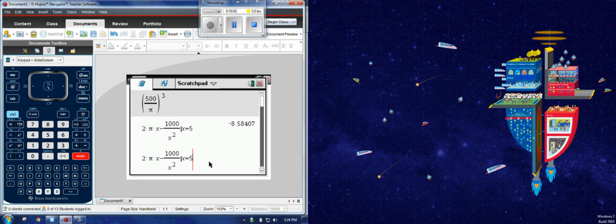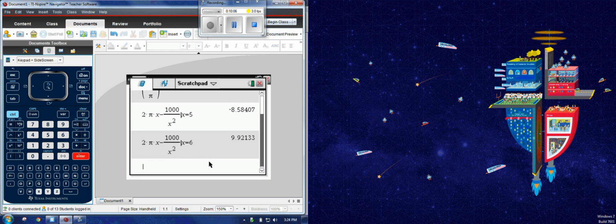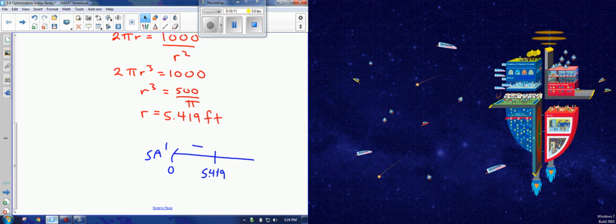So we're just going to go up, highlight this again, delete the 5, let's put in 6 now, and see what we get, and we get a positive. So that is something valuable that you do need to double check, because I have seen problems where it's not minimizing. So you want to make sure and double check. Alright, so therefore this is in fact the value of the radius which minimizes the surface area.